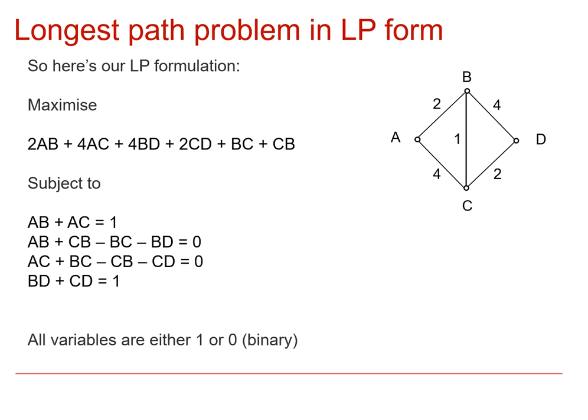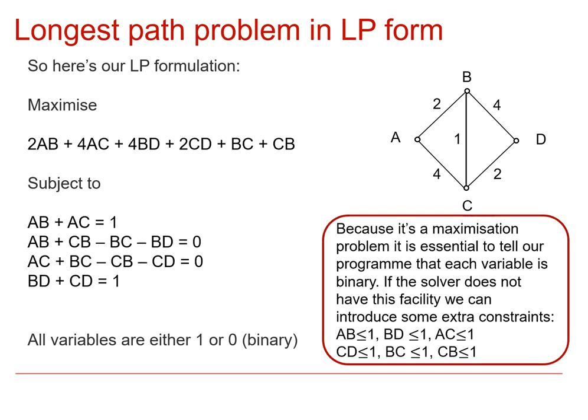Now it's more important with longest path problem than with shortest path to really insist that these values are binary, because with the shortest path, because it's being minimized, they would actually end up being either 1 or 0 anyway, as long as they were integers. But with longest path, if you don't make that restriction, then your solver is going to try to make them larger than 1. So it really is important.